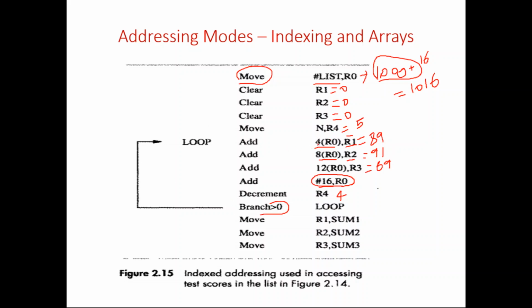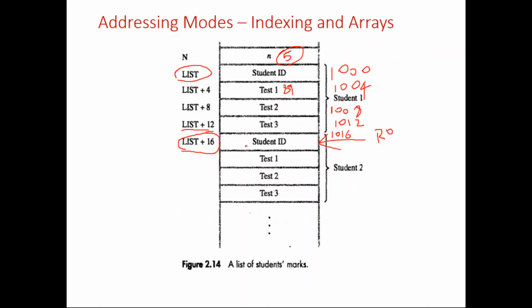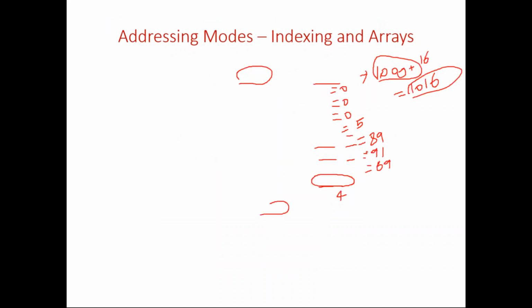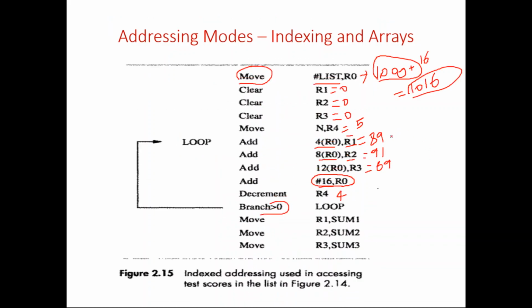Again add 4(R0), R1. Now what is R0? 1016, and 1016 plus 4 is 1020. This location, 1020, contains the test 1 score of the second student, and that will be added with R1. R1 already contains 89. So if the test 1 score of the second student is say 87, then that will be added with that. Are you getting it?